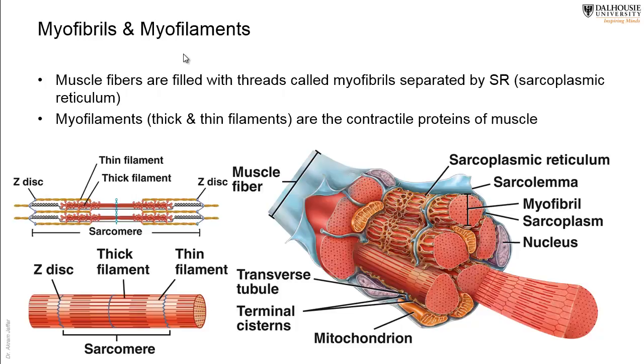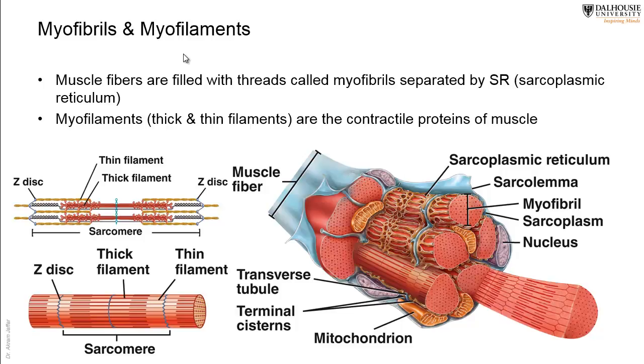Now let's see what happens in a muscle fiber. So again, this is a muscle fiber. It has a sarcoplasm, which is the cytoplasm, and a sarcolemma, which is the cell membrane. And there are myofibrils inside it, and each myofibril, this is one myofibril, it consists of filaments. Two types of filaments: thin filaments and thick filaments.